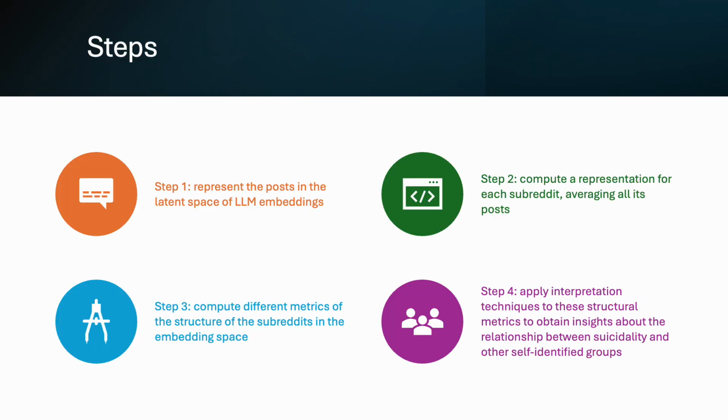So the steps involved are as follows. Step one, present the post in the latent space of large language model embeddings. Step two, compute a representation for each subreddit, averaging all its posts. Step three, compute different metrics of the structure of the subreddits within the embedding space. And step four, apply interpretation techniques to these structural metrics to obtain insights about the relationship between suicidality and other subreddits or self-identified groups.